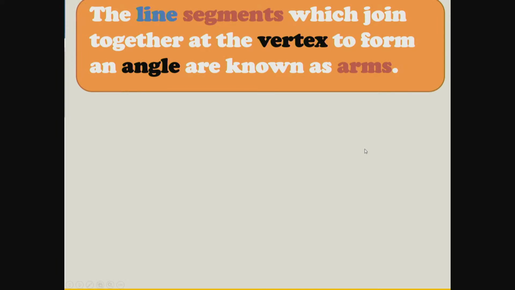Firstly, I've tried to look into the issue of vocabulary. Let's look into the line segment. The line segments which join together at the vertex to form an angle are known as the arms. You will also remember that line segments are dealt with in detail in grade 7, whereby learners have to define the line segment, rays, and so forth. Today we are just going to look into the line segments that are forming the angles.